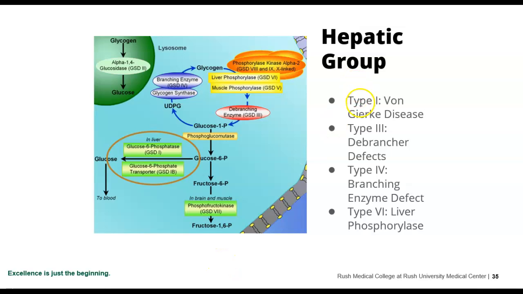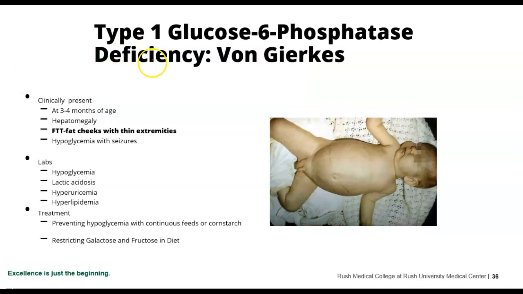The most common is von Gierke's, which is type 1, which is the conversion of glucose 6-phosphate to glucose. It's pretty much one of the last steps. Then there's debrancher. So we make glycogen, then we break it down so we can get it to glucose. And then liver phosphorylase. Again, I'm not going to go into all the details of these pathways. If there's any discrepancies between any of these, go with biochemistry. I'm going to be talking about the clinical presentation.